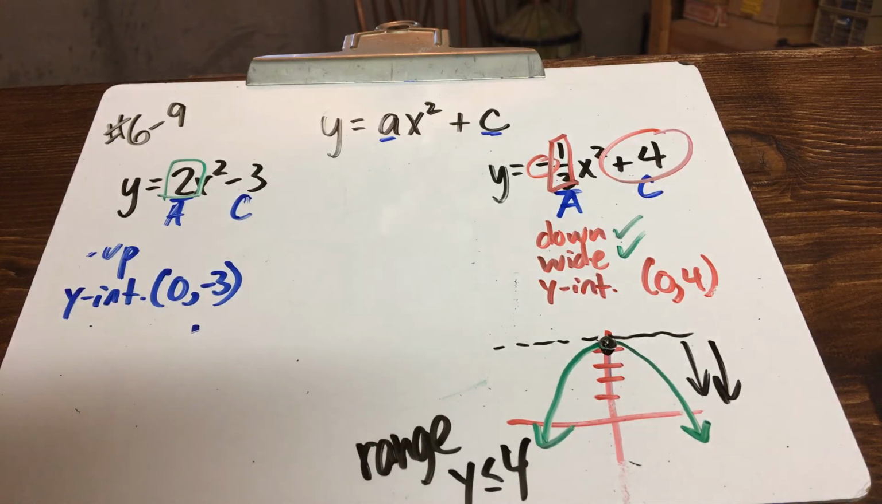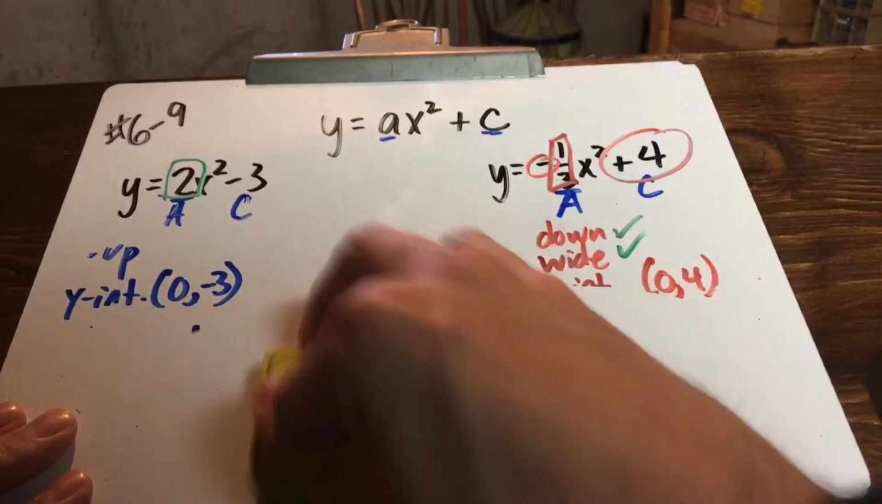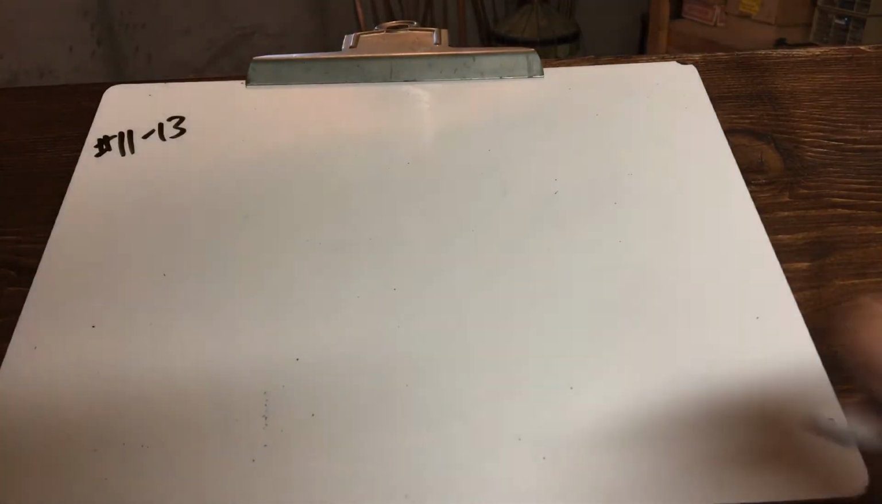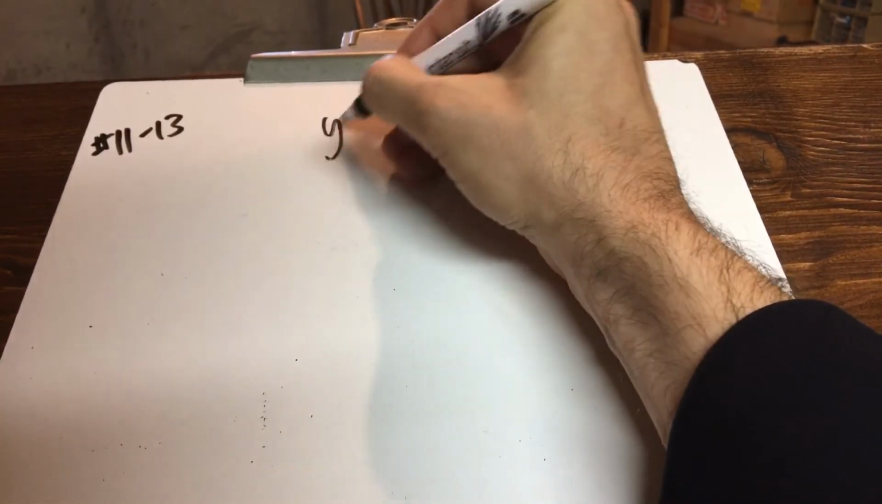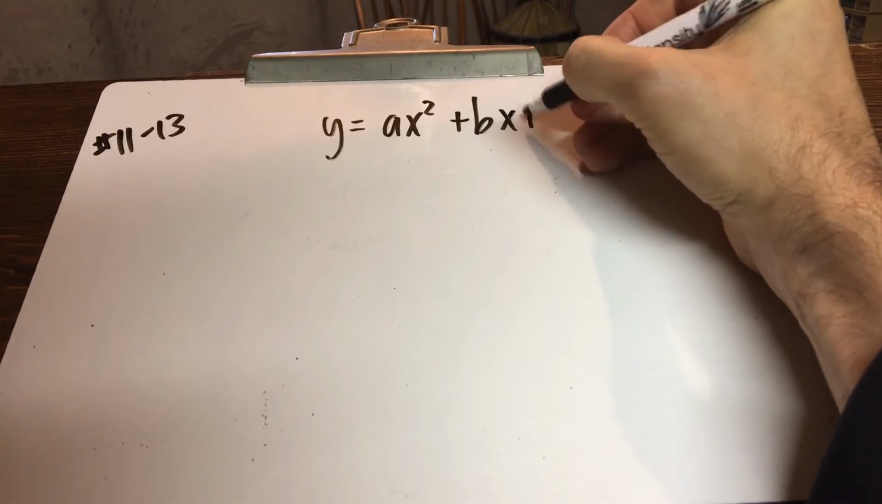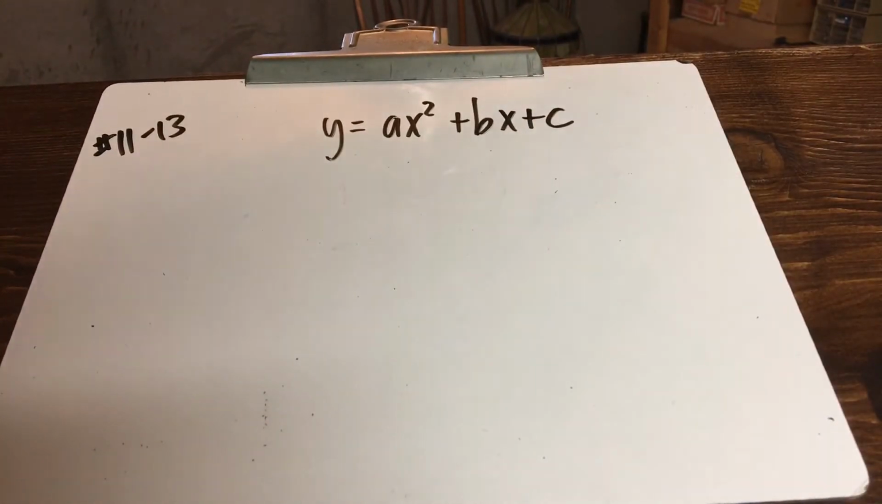11 and 12 and 13 are all kind of similar. Maybe even 14. Let me scroll down real fast. 11, 12, 13. Number 11 through 13 are going to be like this. Now we're going to have this piece in the middle like this, right?